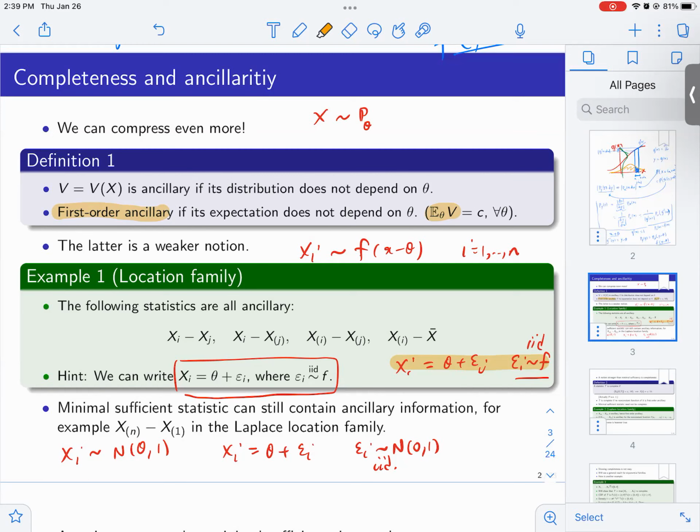Maybe higher order moments depend on theta. But this is also first order ancillary, right? All these are first order ancillary. Yes, just what you said.